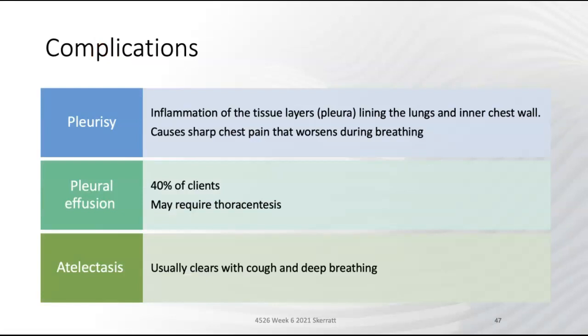Complications are pleurisy, which is an inflammation of the tissue layers or the pleural lining of the lungs and the inner chest wall. It causes a sharp pain and it worsens during breathing. Pleural effusion, we're going to learn about that in our next part 2. It's an accumulation of fluid in the pleural space. It happens with 40% of clients and may require thoracentesis, so the removal of fluid. And atelectasis is the collapse of the alveoli, and it usually clears with coughing and deep breathing, and it allows those alveoli to reopen.